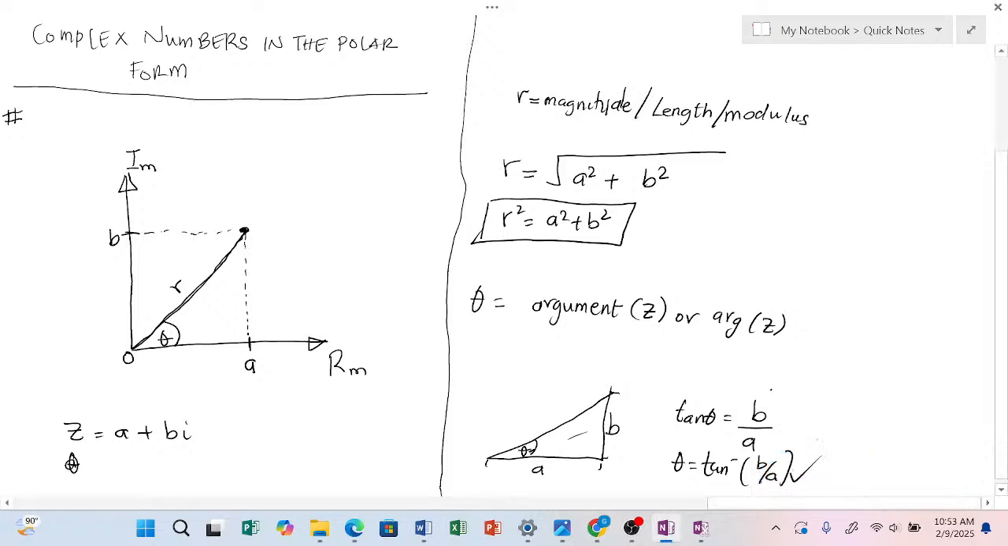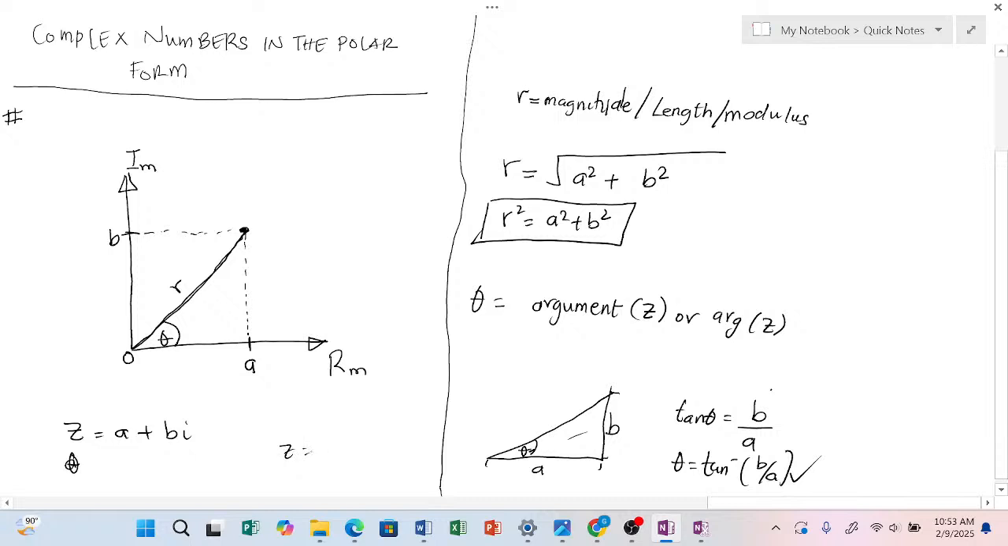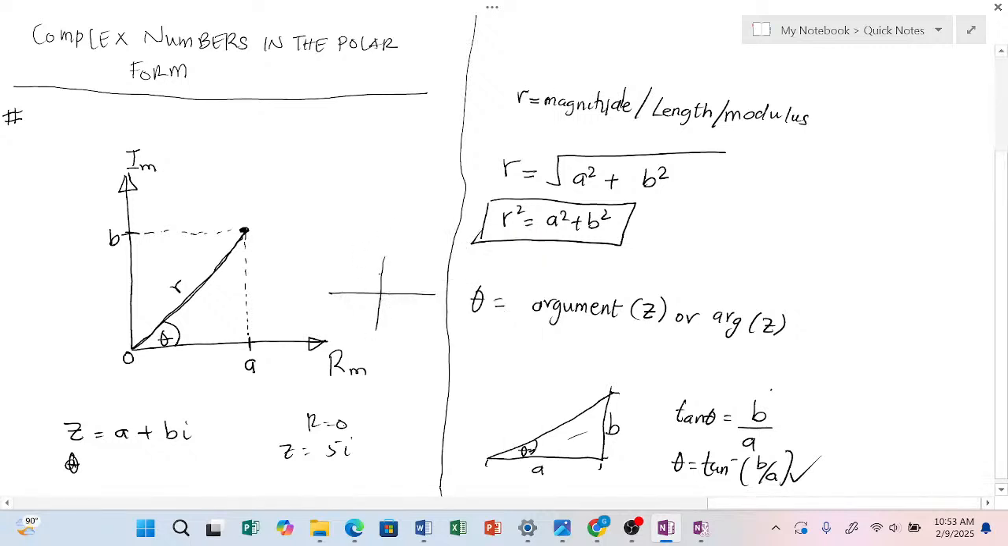So if I have an expression like this and assuming I have a complex number, z is equal to, let's say, 5i, it means that the real part is 0. So if I put 0 here, it will not be possible for me to find theta, right? So in that case, I have to go to the diagram. Where will 5i be? 5i will be here. And what is the angle there? The angle there is what? 90. Do you get it?